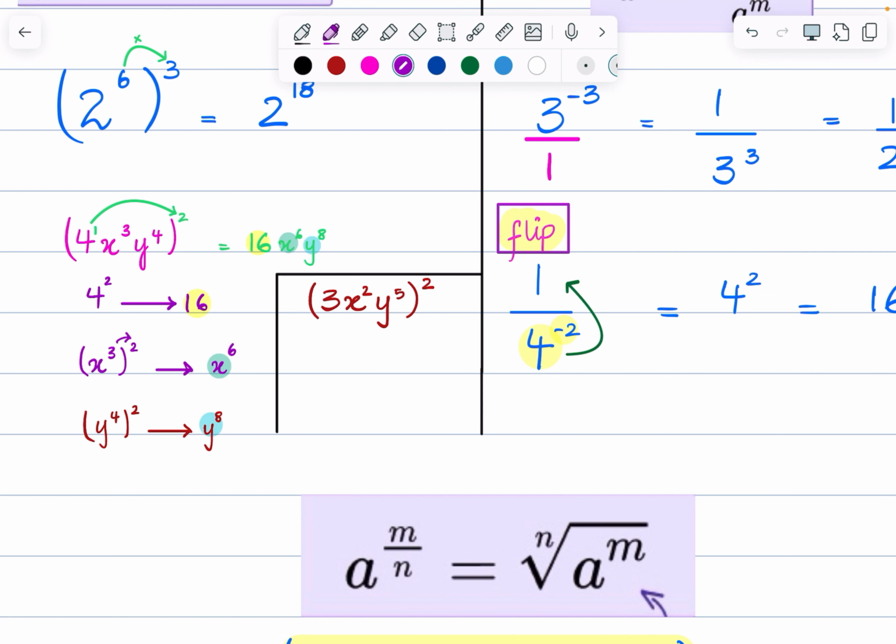And without a calculator, 3 square is not 6, 3 square is 9. So 9x to the power 4, y to the power 10. Well done. Clear. Good job. Clear?